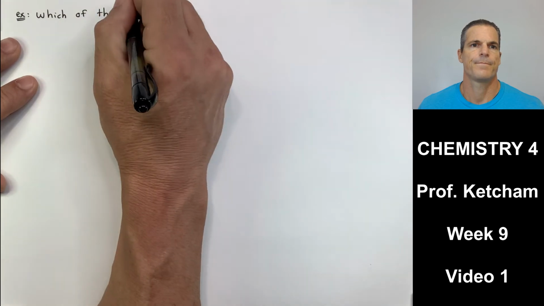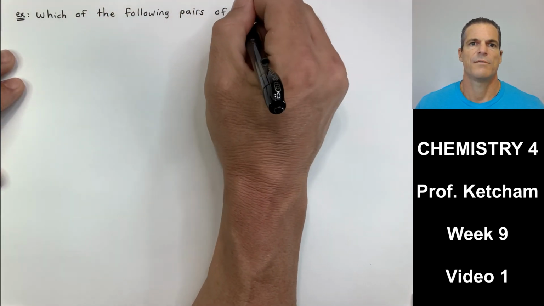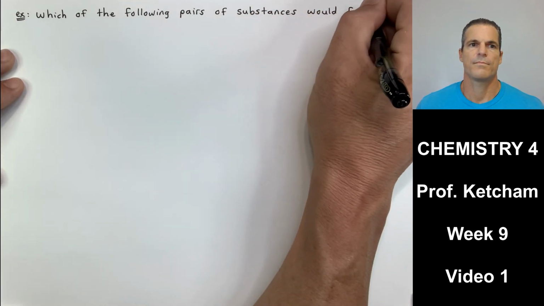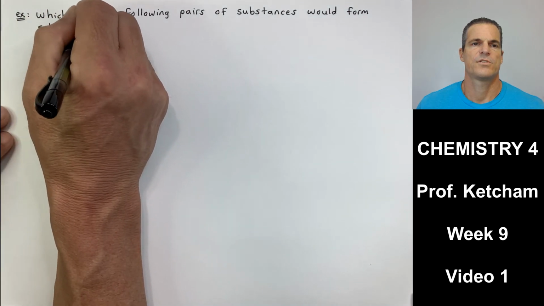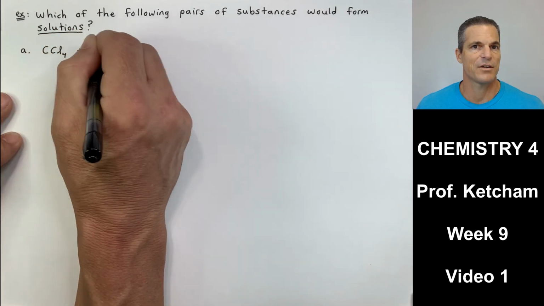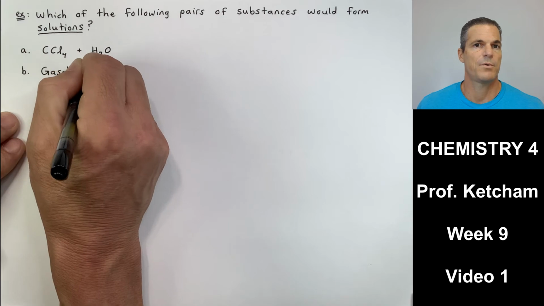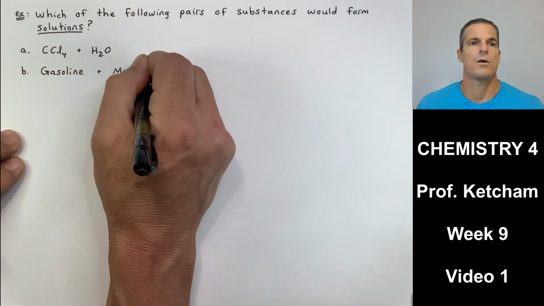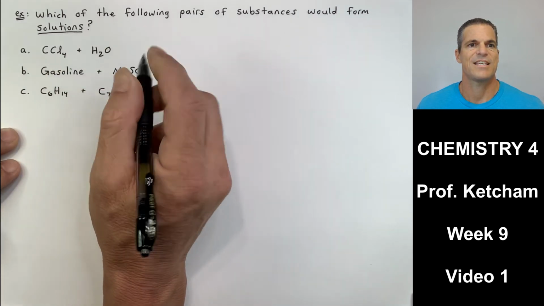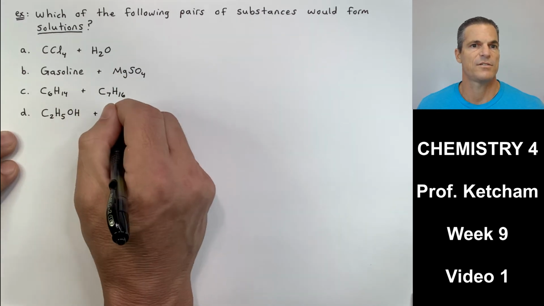Another example. Which of the following pairs of substances would form solutions? In other words, which pairs of substances have similar characteristics? For example, polar and polar versus nonpolar and polar, etc. So we have to rely on some Lewis structures and some of the stuff we've done in the past. In C, you see that they look exactly the same, and in D, you see that they look exactly the same.